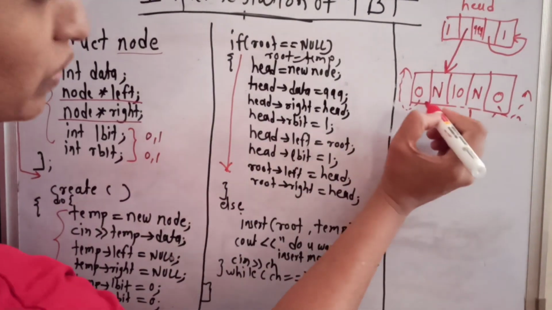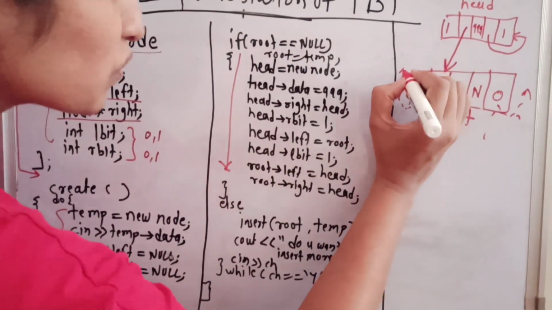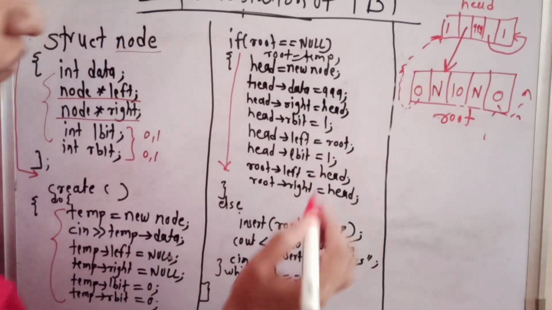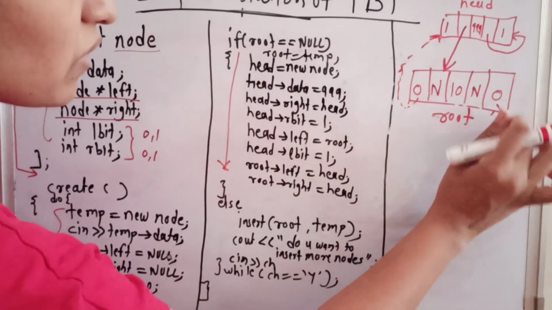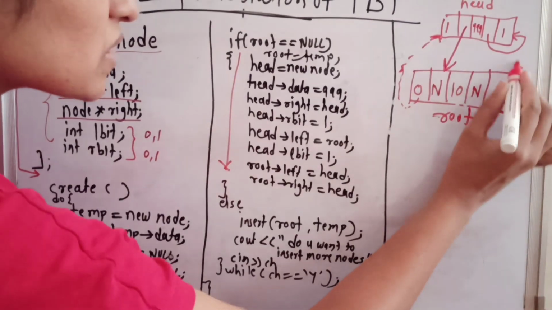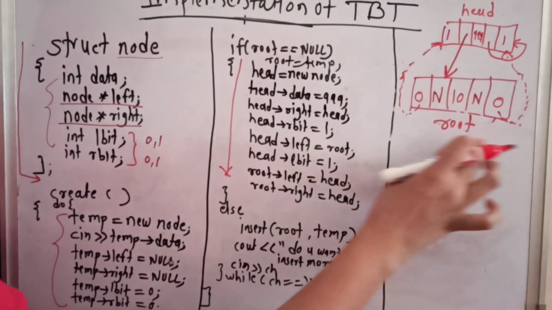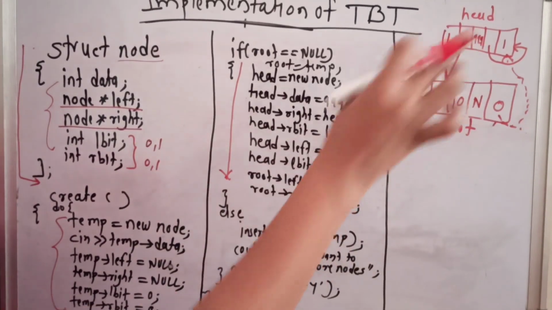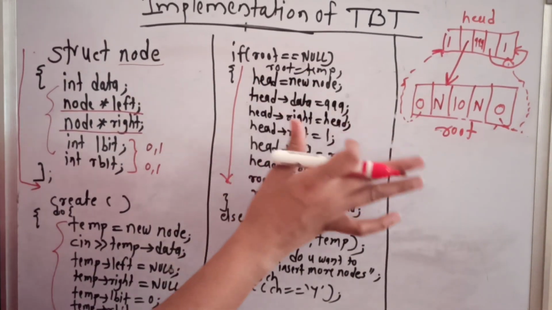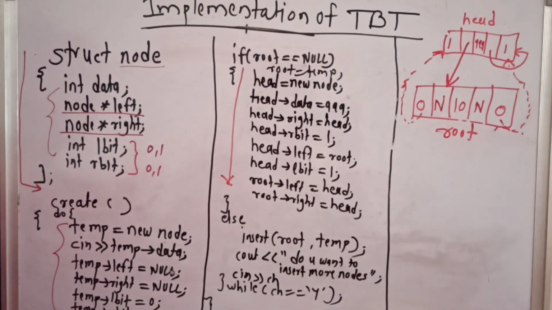Root left is equal to head. That means this left thread we have to set to the head. And root right is also equal to head. So that means this dangling pointer again we have to set to the head. So this is the creation of the single node of the TBT, that is the root node, and up to here only the root node is created in the TBT.